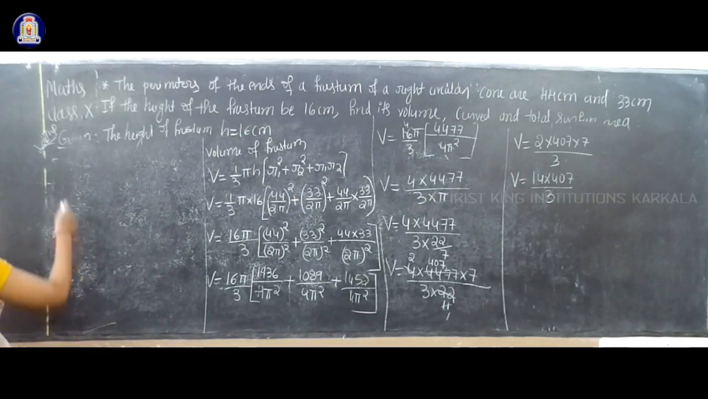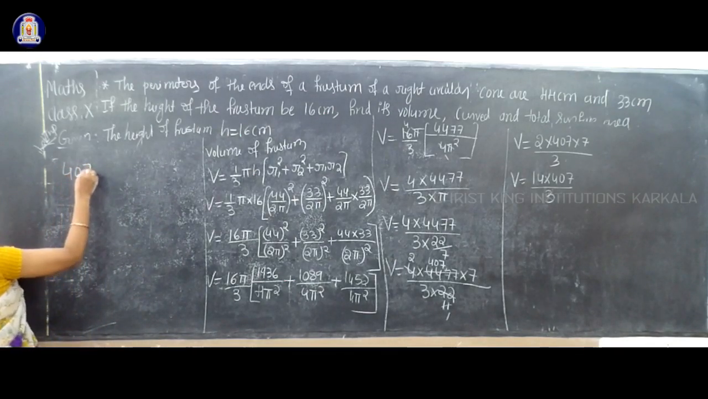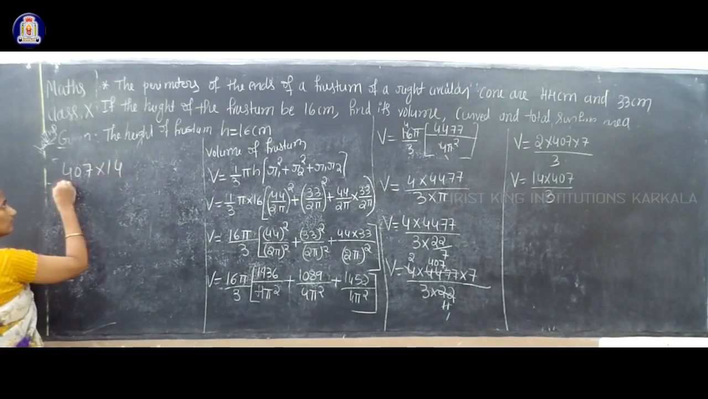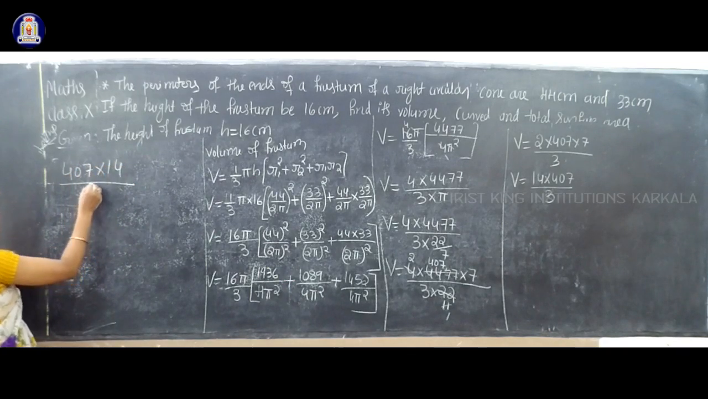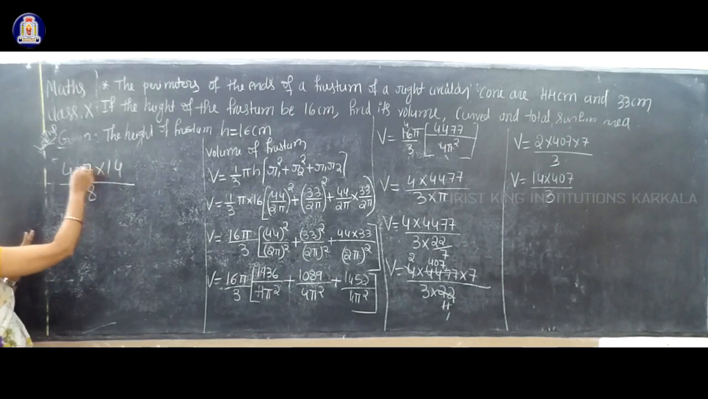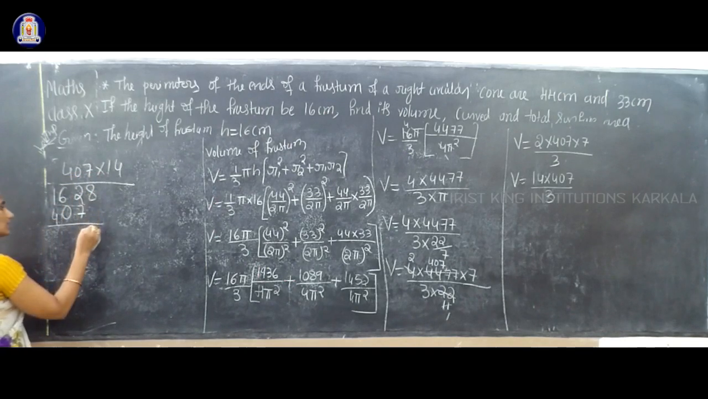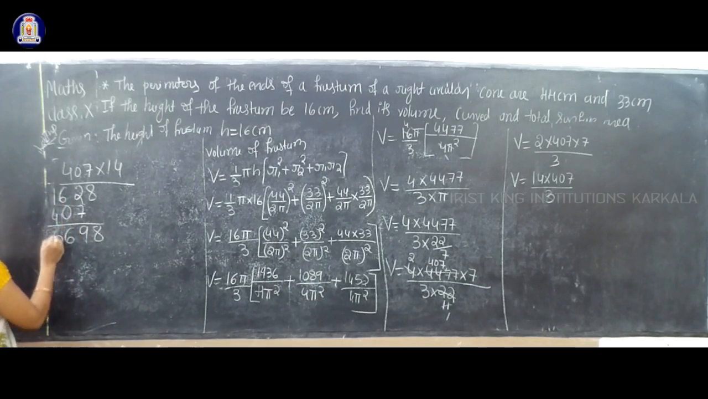So first 407 into 14. So 4 sevens are 28, 2 remainder. 4 into 0, 0. 0 plus 2 is 2. 4 fours are 16. So 1 sevens are 7. 1 into 0 is 0. 1 fours are 4. So it is 8. 7 plus 2 is 9. 6. 4 plus 1 is 5. So 5, 6, 9, 8.